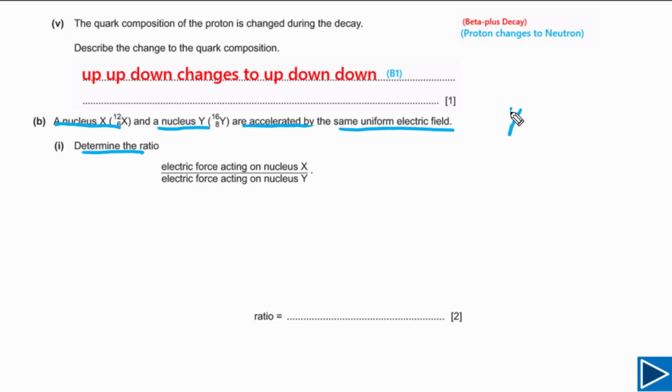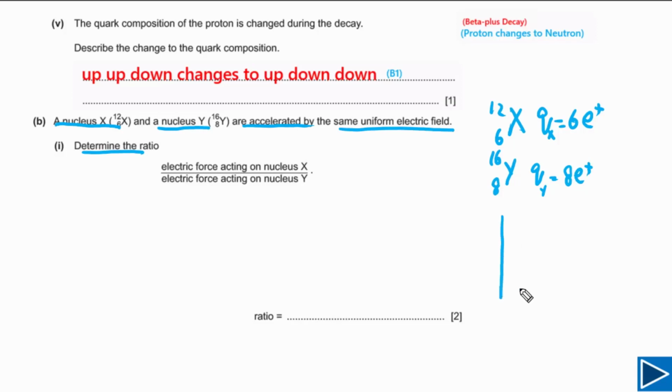If you look at nucleus X, it has atomic number 6 and the mass number is 12. So the charge on X is equal to its atomic number. So simply we can say this is 6e plus, meaning 6 times the charge on a single proton. Now if we look at nucleus Y, the proton number is 8, meaning atomic number is 8, and the mass number is 16. So the charge on this particle is equal to 8 times the charge on a single proton.